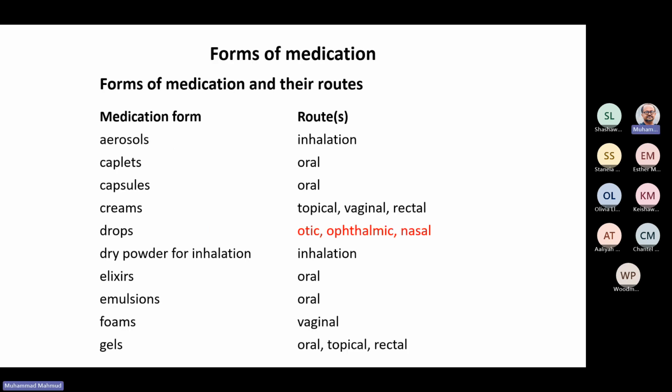Forms of medications and their routes are here, like aerosol, tablets, capsules, creams. Many of these things you already know. You want to focus on some important parts here, like these drops. You know, there are 3 types of drops that are used in medical practice. If it is otic drop, that is given by ear. Ophthalmic drops are by eyes, and nasal given by nose. So otic, ear, ophthalmic, eye, nasal, nose.